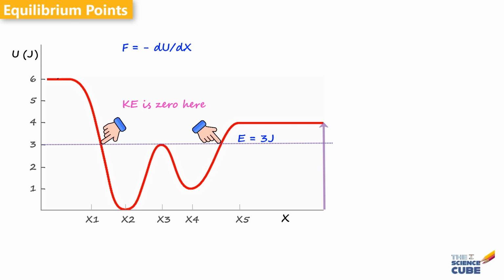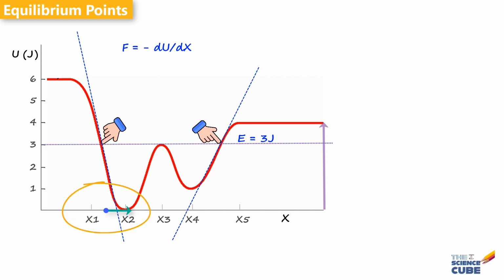However, you must remember that since the slope at these 2 points is not 0, a force does act on the particle. Here, the slope is negative and therefore the force is positive. And as a result, the particle moves in this direction. While here, the slope is positive and the force therefore is negative. That makes the particle move in this direction.